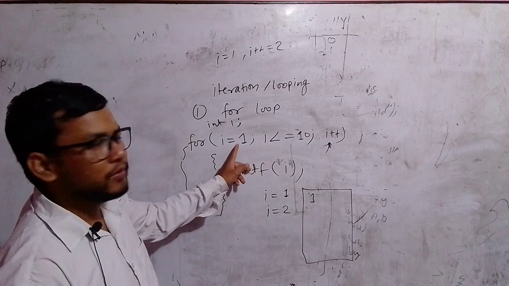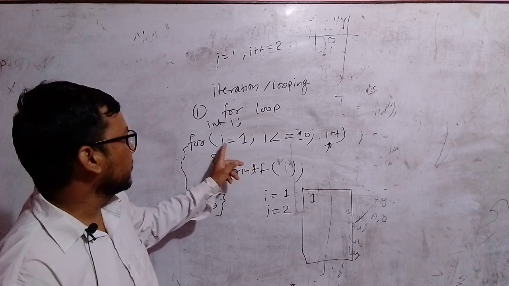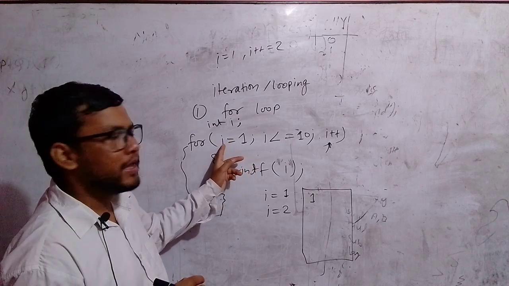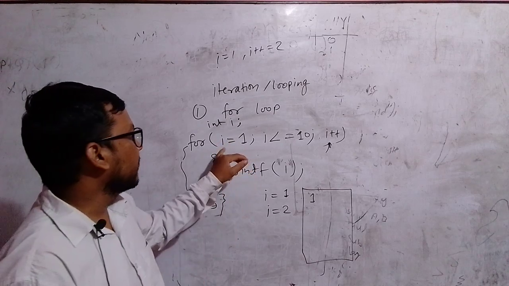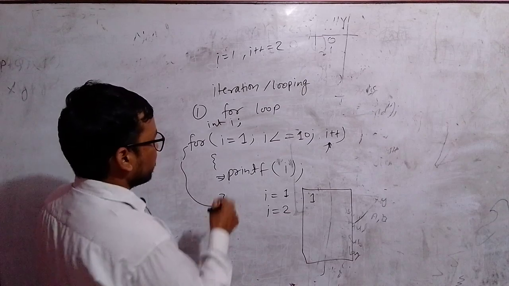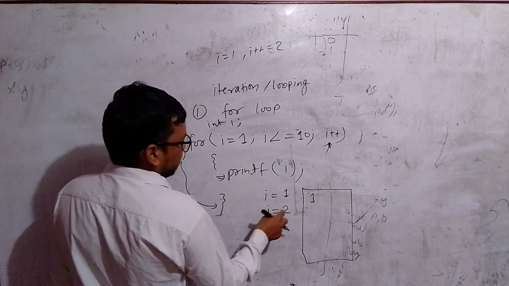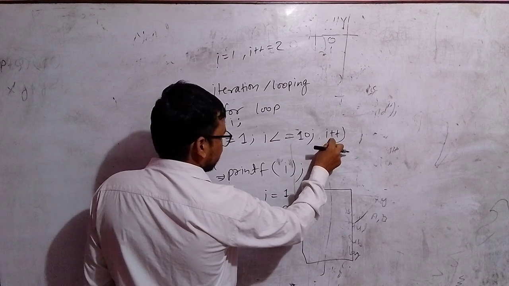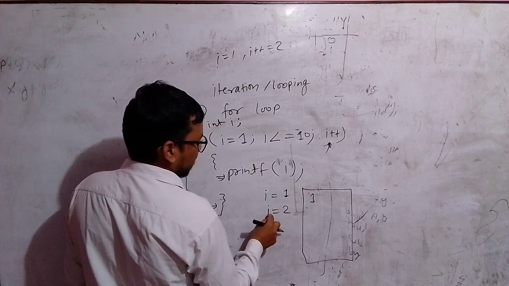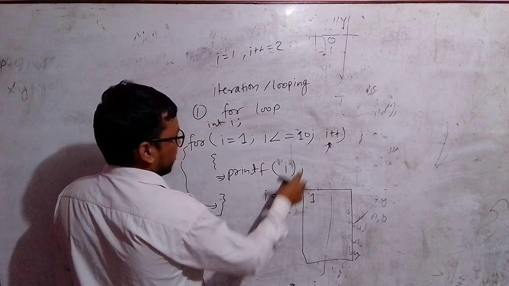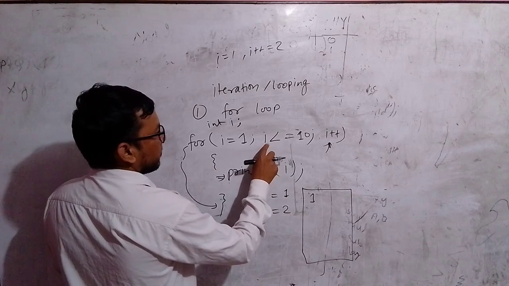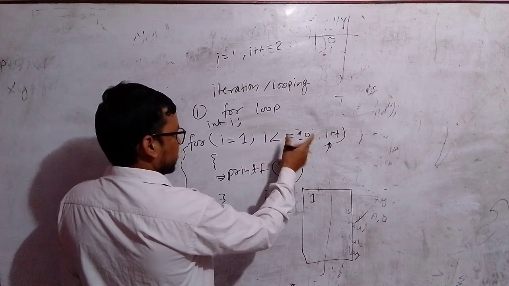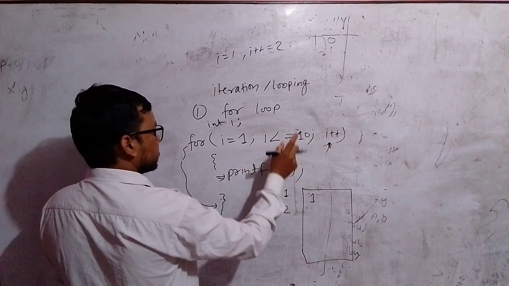Initialization: this statement will execute only once. That means it initializes the value of I to 1, and its operation is finished. Now let's see. After executing this statement, the control goes here and I plus plus makes the value of I 2. That means these conditions will check. 2 is less than or equal to 10. Yes, it is right. That means the condition is satisfied.